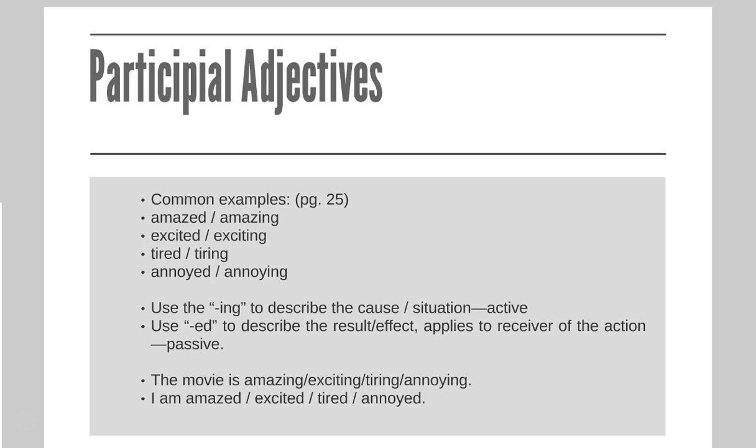The ed form, or past participle form, is used to describe the result or effect of the cause and applies to the receiver of the action. So I am amazed. So I am the receiver of the amazement. So the movie could be the cause and I could be the receiver. So the ed form is used to describe me, and the ing form is used to describe the movie.